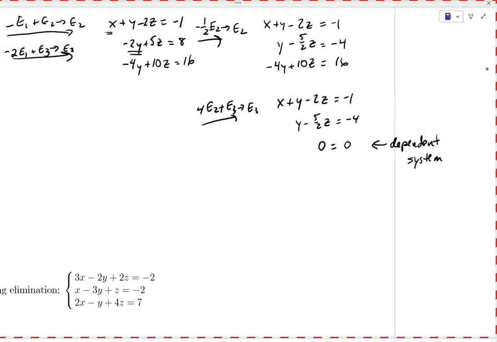Okay? So our y will be 5/2 z minus 4. Just adding your 5/2 z over. We now take that and plug it into the first equation and solve for x.